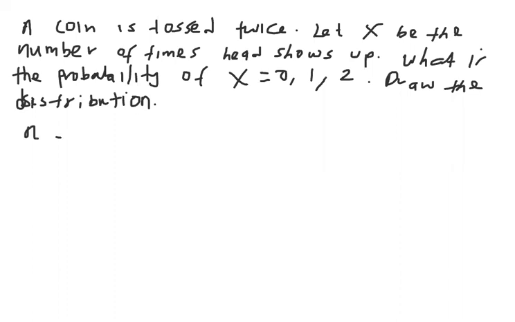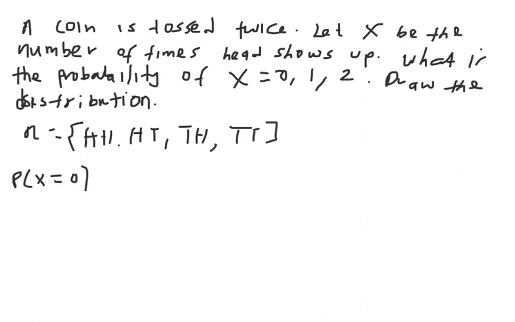So when you toss the coin twice, what is going to be the sample space? It's either you have head, head, you have head, tail, you have tail, head, and you have tail, tail. And X has been defined in such a way that X represents the number of heads that shows up. So in the situation whereby X is equal to 0, that means head does not show up. Then it's the same as the probability of having T, T.